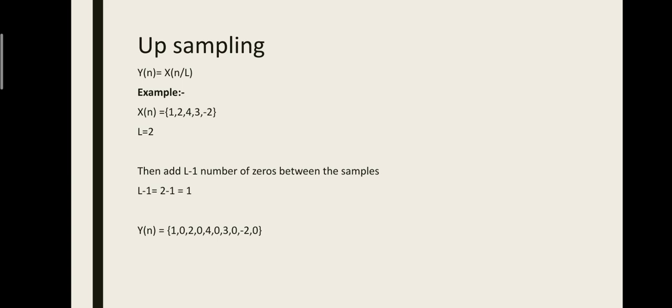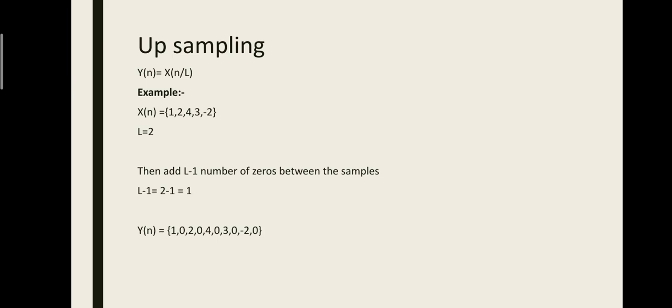Upsampling. In upsampling, the expression is y of n is equal to h of n by L. And we can check one example. H of n is equal to 1, 2, 4, 3, minus 2. And L is equal to 2.